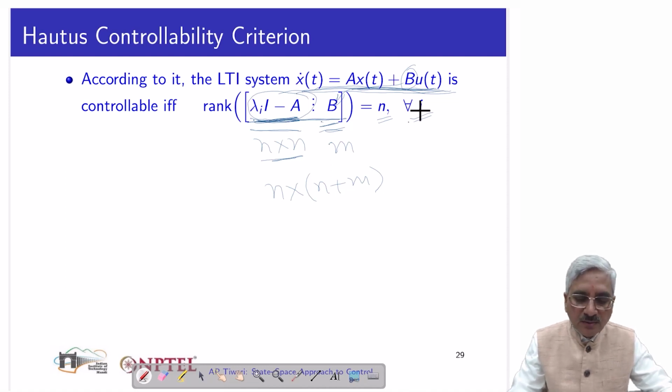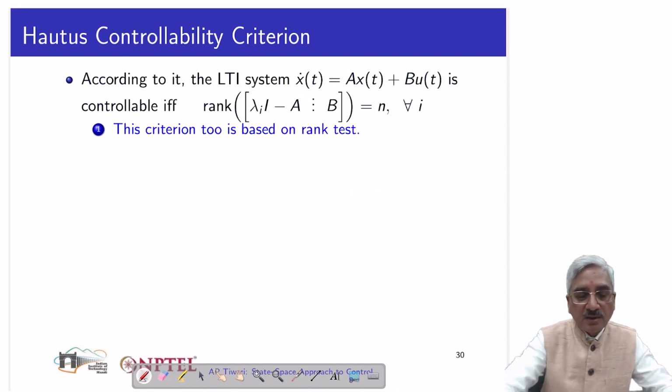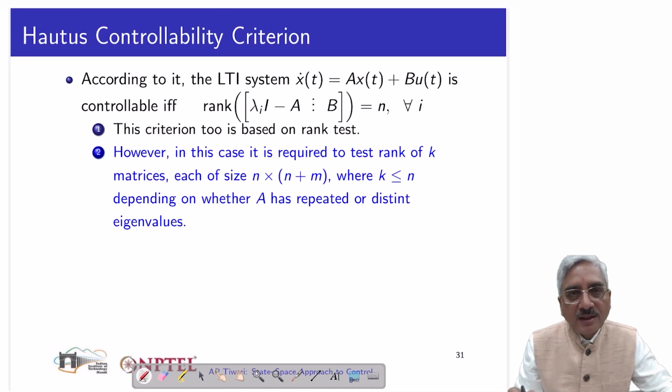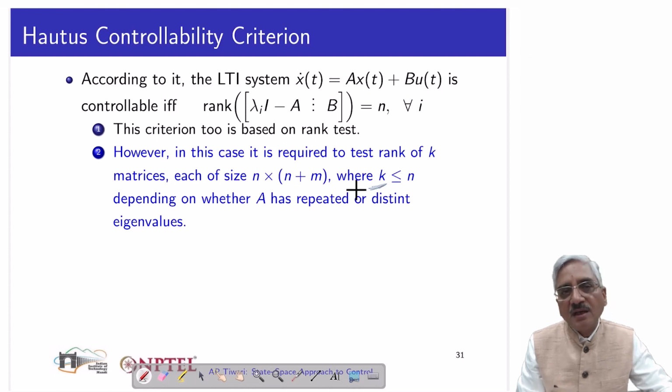So this Hautus controllability criterion is based on a rank test of a smaller size matrix. We know that the controllability matrix has size n by nm. That is huge. Here, instead of the product nm, it is n plus m. This matrix is of a smaller size. However, we have to do the rank test multiple times. In case of the rank test of the controllability matrix, we require testing only once. However, in this case, we have to do this testing k times if there are k distinct eigenvalues.